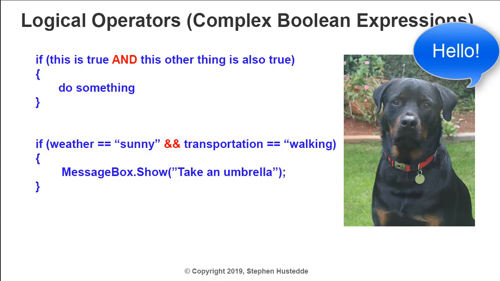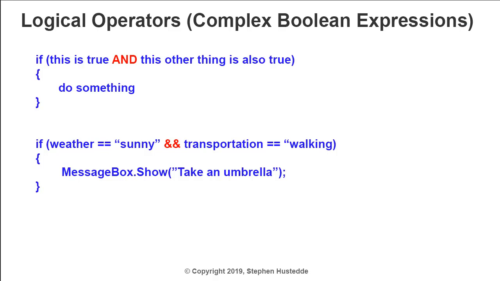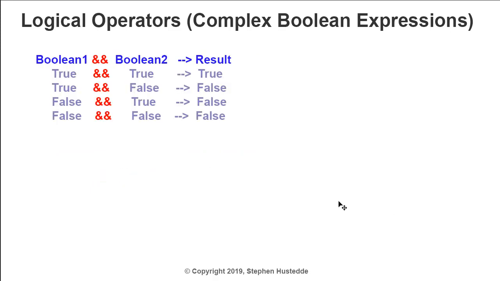If weather equals sunny and transportation equals walking, the message box may say take an umbrella. Because here in Arizona, when it's very hot out and people want to avoid skin cancer, sometimes they walk with umbrellas when it's a clear day and sunny. So the and symbol is this double ampersand. Both of these conditions need to be true for the whole thing to be true and to show this message box. So let's look at what we call a truth table.